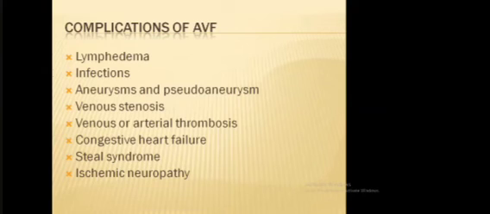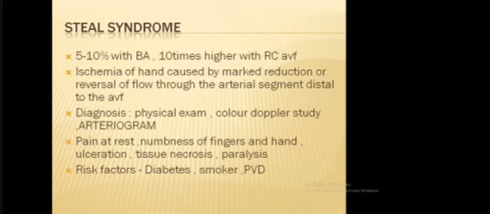What are the common complications of AVF? Lymphedema, infections, aneurysm and pseudoaneurysm, venous stenosis, venous and arterial thrombosis, congestive heart failure, Steal syndrome, and ischemic neuropathy. Just saying a few words about Steal syndrome. It is commonly seen in 5 to 10% of brachial anastomosis, 10 times higher than with radiocephalic AVF, and is ischemia of the hand caused by marked reduction or reversal of blood flow through the arterial segment distal to the AVF.